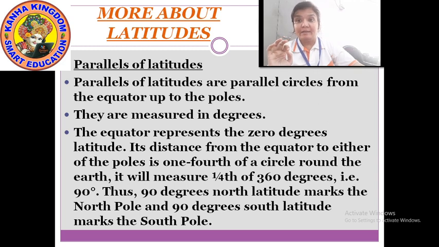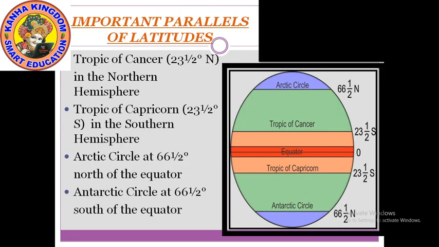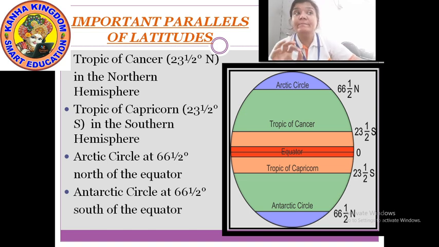I'll show you a picture. In that picture, it will be easier for you to understand the important parallels. How are they being distributed? Where is the equator situated? Now, some important parallels of latitude. Which are they? The parallels of latitudes are the equator, Tropic of Cancer, Tropic of Capricorn, Arctic Circle and Antarctic Circle.